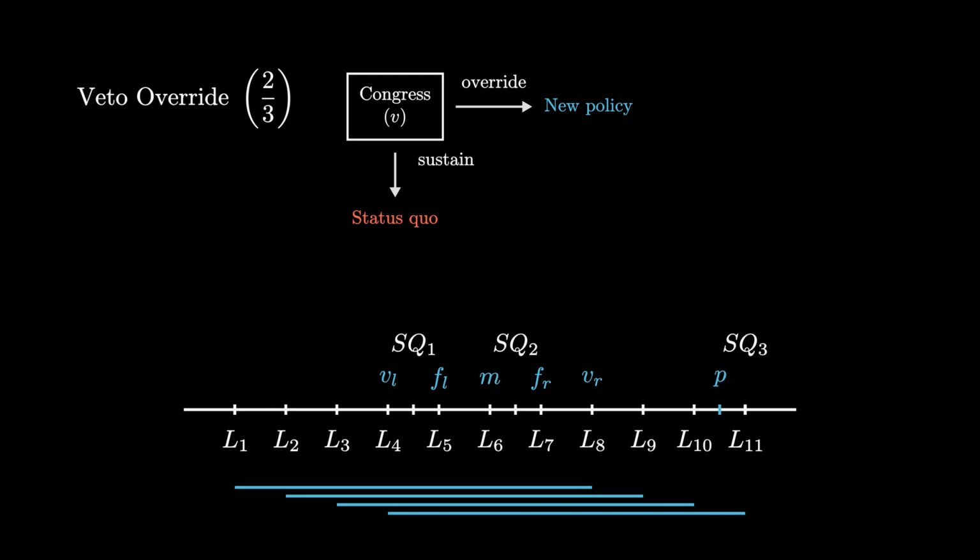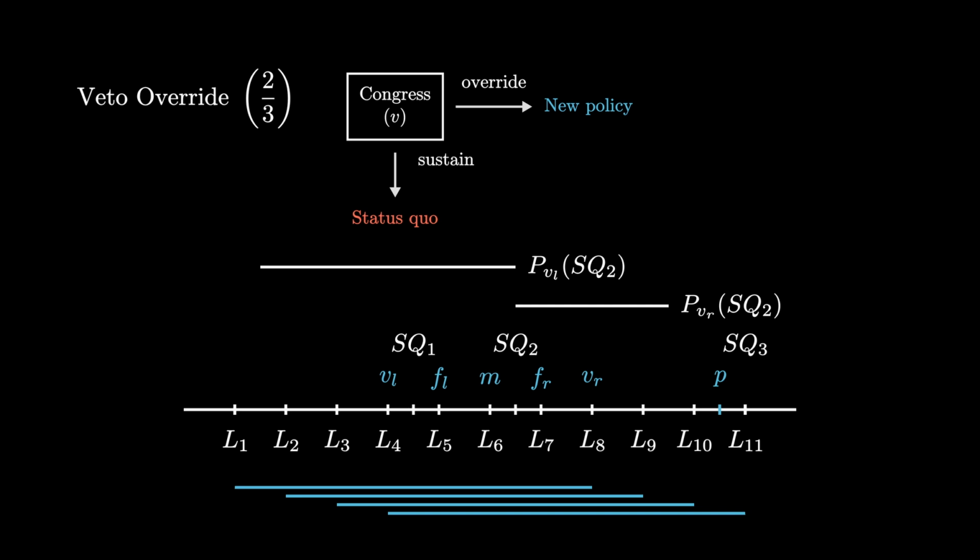Recall from before that the president would veto any policy the median proposes that would move SQ toward the median's ideal point, because that would mean a policy loss for the president. Let's see if the veto pivots will sustain or override that veto. We'll draw the preferred-to sets for the two veto pivots. We see that for SQ2, the win set is empty. There's no overlap whatsoever between the two veto pivots' preferred-to sets.